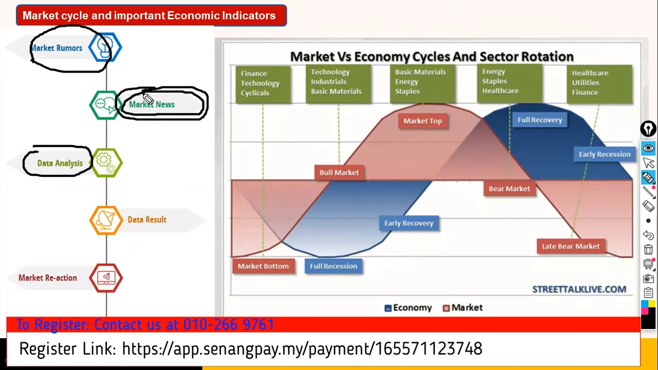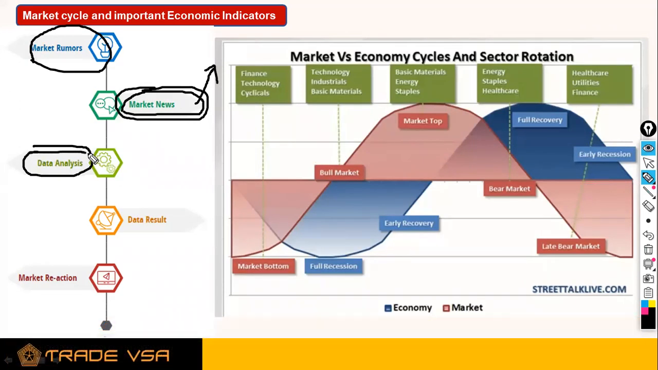The quarterly report is also not so good. Oil is coming up, okay. So this is market news. Then suddenly you analyze the data. Oh, oil price is going up, okay. Second-hand car price is going down, okay. All these things will be gathered into a data analysis, okay. After that, they will go into your data result.